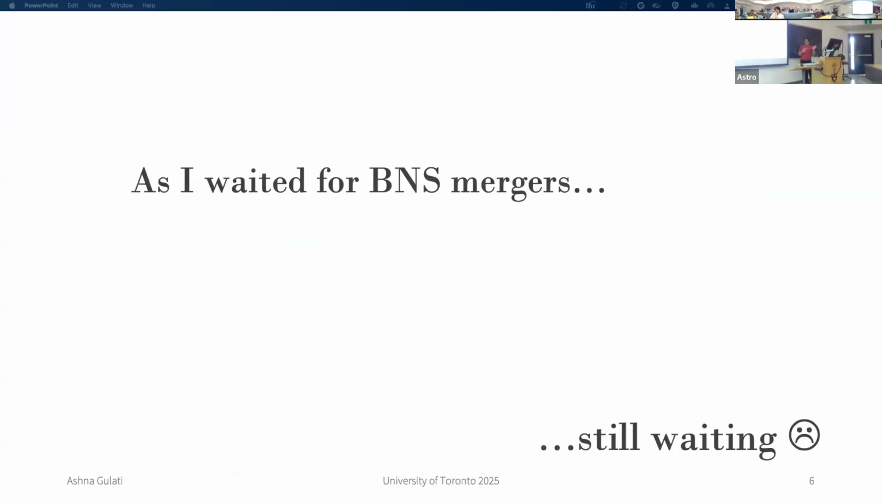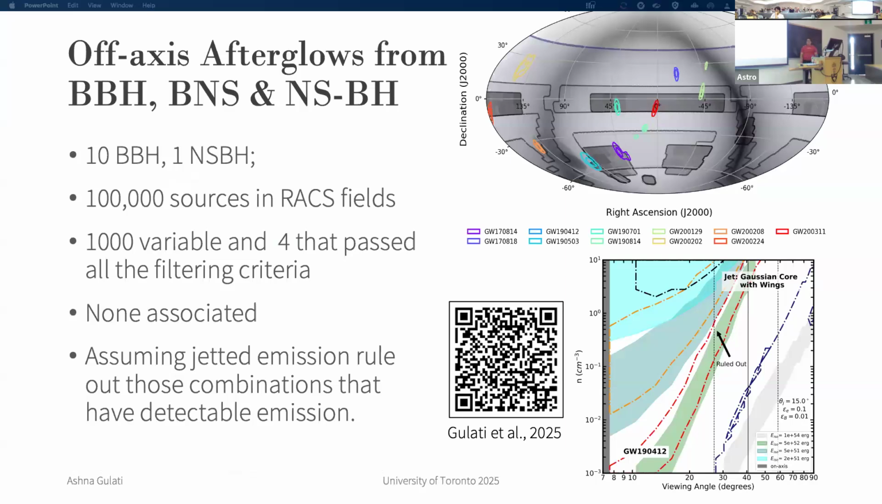So going back 3 years, as I waited for binary neutron star mergers from LIGO Virgo, which was my initial project, following them up in radio, I started looking for off-axis afterglows that may have occurred from archival events in our survey data. What I did was, we took 11 well-localized events, 10 binary black holes and 1 neutron star black hole, and we said, okay, let's look for any events that generated emission that might have occurred, but we didn't catch it promptly because it was probably not pointed towards us.